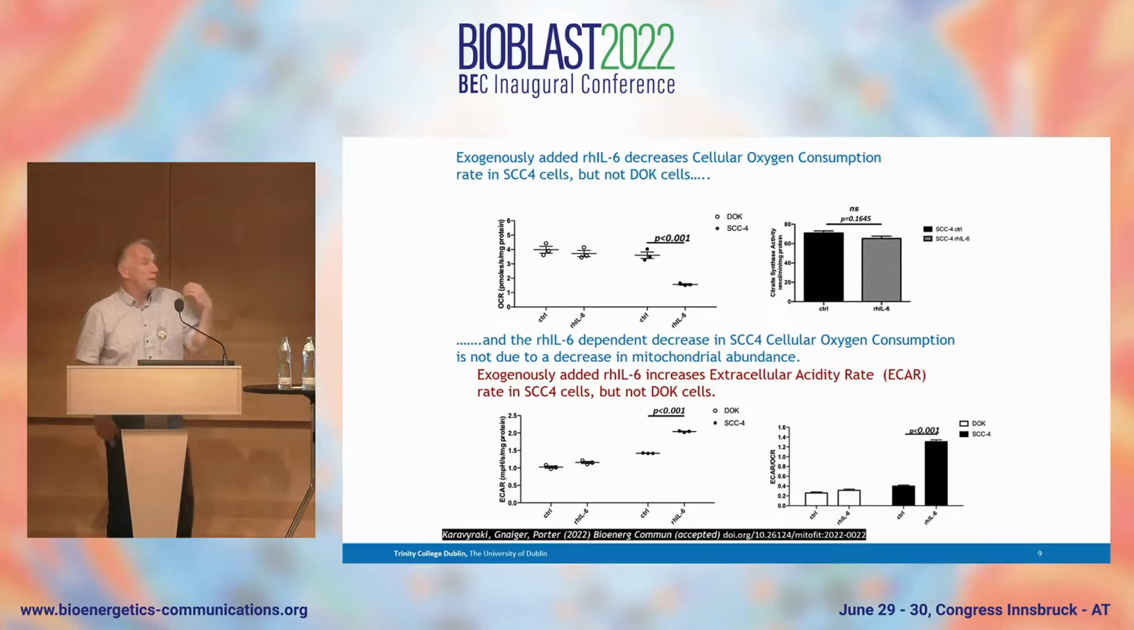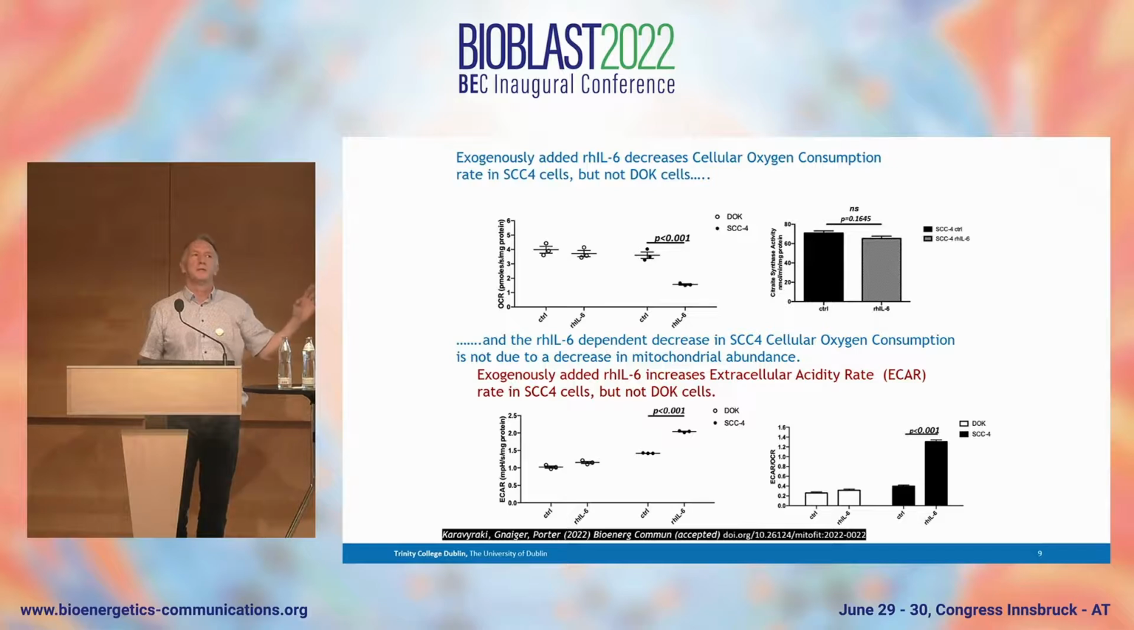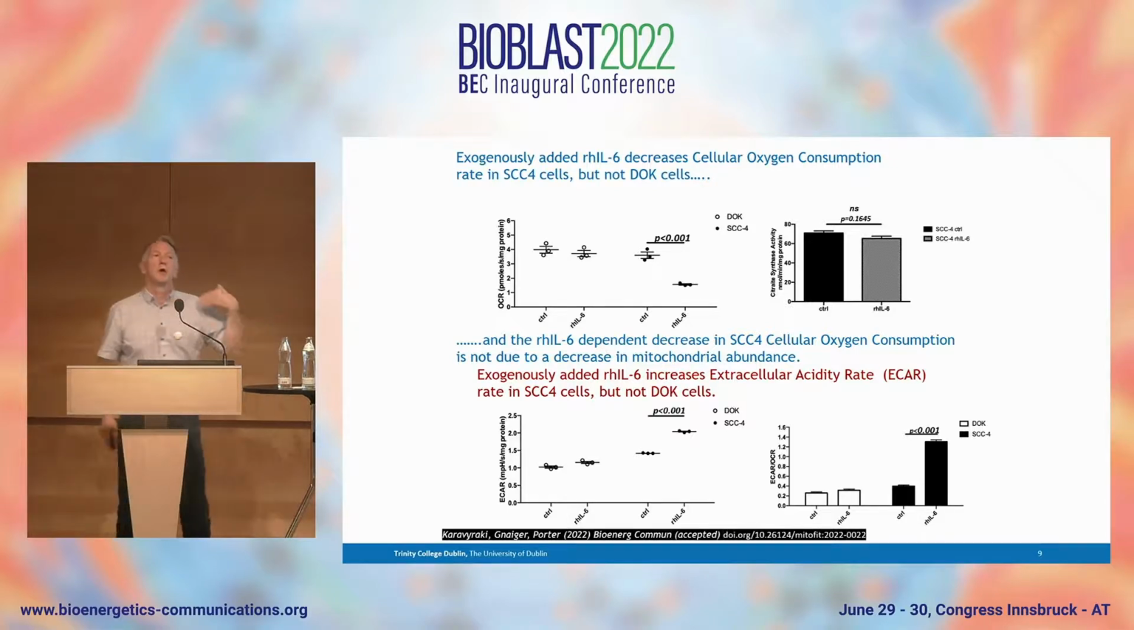But I said that recombinant human IL-6 promoted anoikis resistance, and the assay time for that is 24 hours. So we just looked at how 24-hour treatment of our cells with recombinant IL-6 would affect bioenergetics. And to our amazement, we saw this.